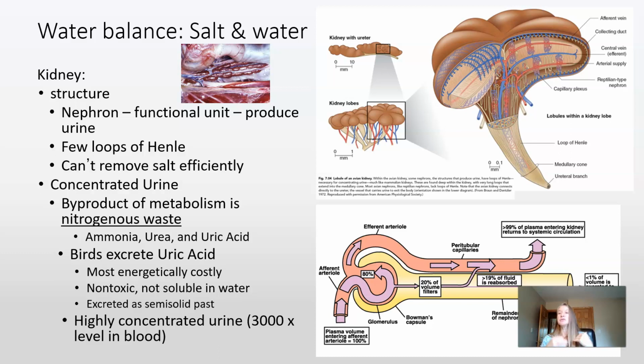The longer the loops, the more water conservation. And birds will have both types. They'll have short and long loops. Birds that live in more arid environments, where it's important to maintain and get back all the water that they can, will have more long loops compared to those living in an environment with lots of water.